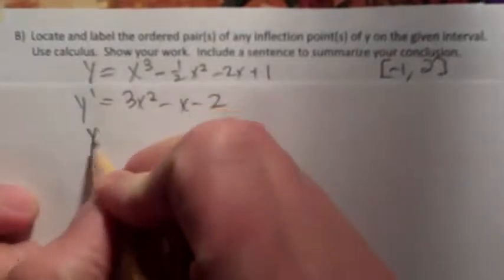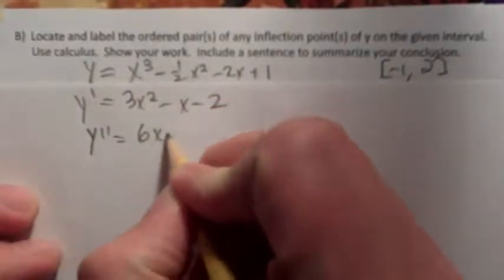Okay, now POIs occur when concavity changes, and concavity is indicated by the second derivative. So where the second derivative changes sign, y will have potentially a point of inflection. So we do need the equation for the second derivative. It's a pretty easy one to come up with.